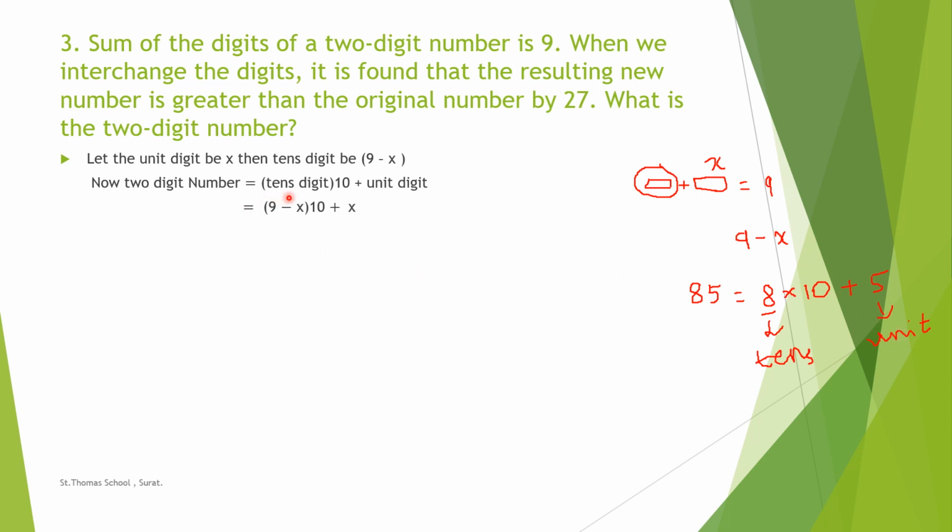So the number is equal to, what is the tens digit here? 9 minus x. So 9 minus x multiplied by 10 plus x. Now remove the bracket: 9 into 10, that is 90, minus 10 into x, 10x, plus x. Now 90 minus 10x plus x. One is a negative number, one is a positive number, so we have to subtract. 10 minus 1, that is 9. It is the greater number 10, so what is the sign here? Minus. So 90 minus 9x. So what is the two-digit number? 90 minus 9x. It's clear now?